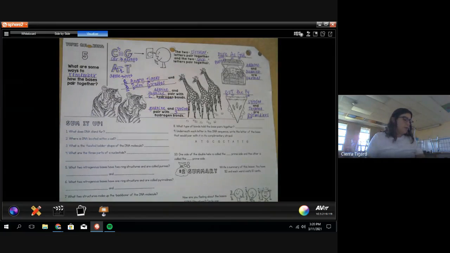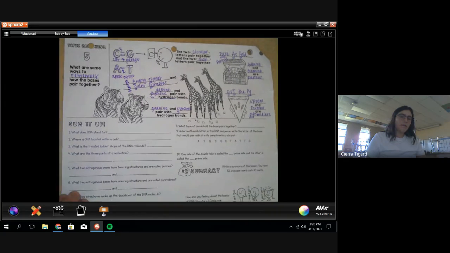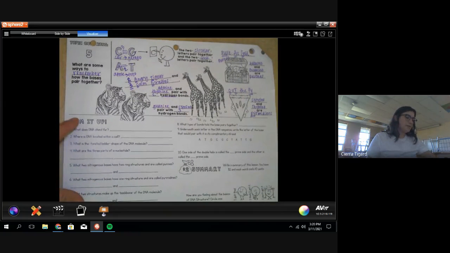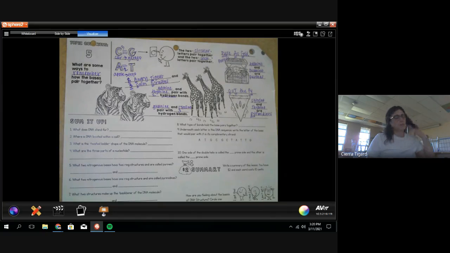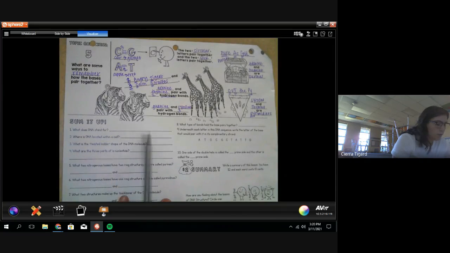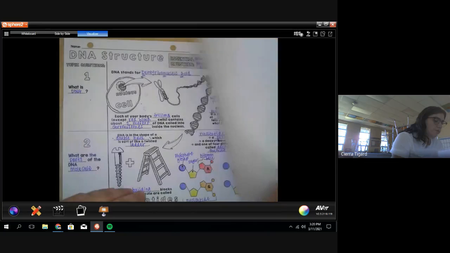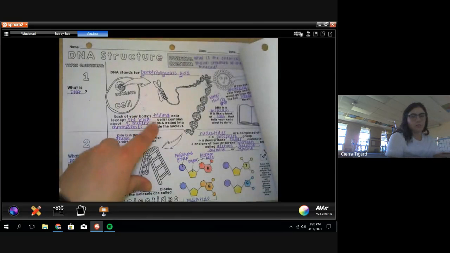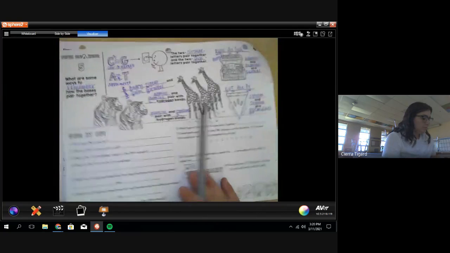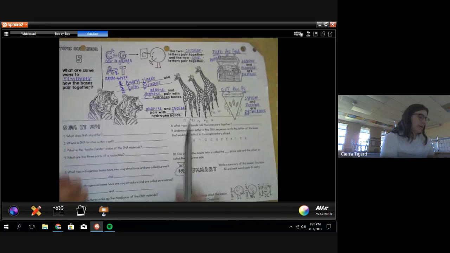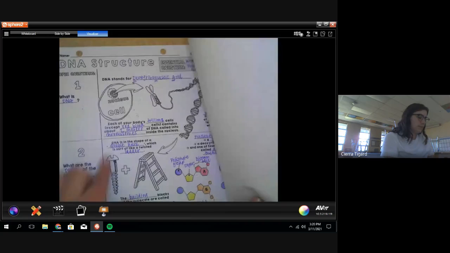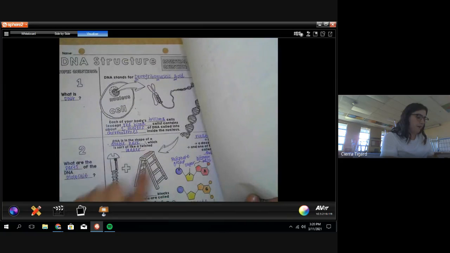All right. So now what you guys are going to do is you're going to fill out the sum it up by yourself, but I'm just going to give you a little clue on some of these. So what does DNA stand for? It's going to be that really long word. Where is the DNA located within a cell? That is going to be on our first page in this section right here. What is the twisted ladder shape of the DNA molecule? That is going to be right here. You're going to look for the ladder and find out what it is called.